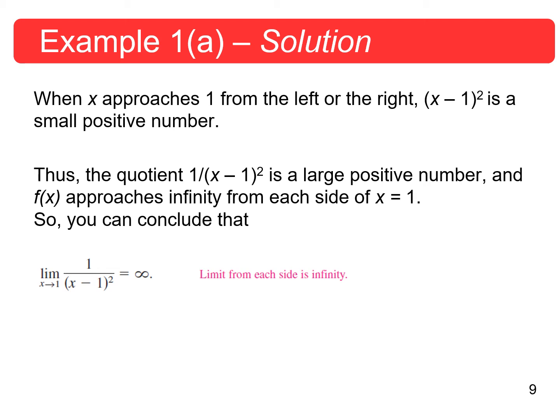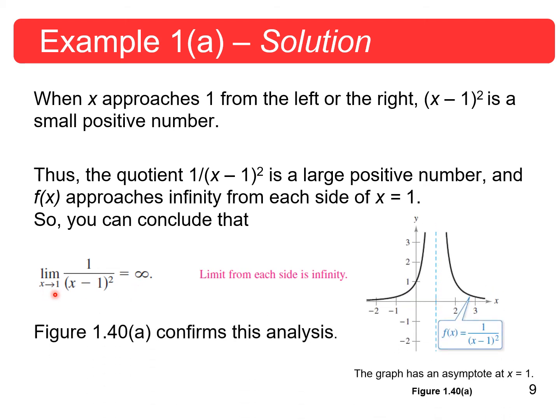Now, the quotient, if you have a very small number and you get the reciprocal, that is 1 over (x minus 1) squared, the reciprocal of this is a large positive number, and it approaches infinity from each side of x equals 1. So therefore, we can conclude that this is equal to infinity. The limit as x approaches 1 of the function 1 over (x minus 1) squared is equal to infinity.